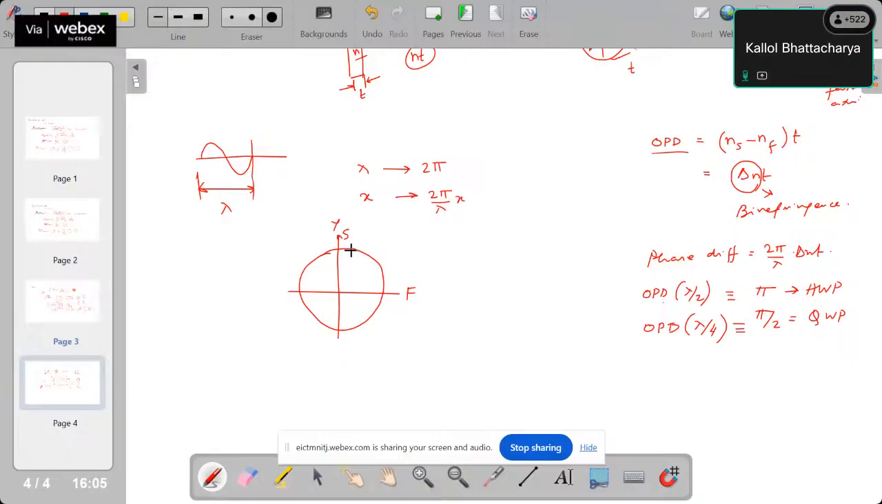Let us assume and remember that retarders do not absorb light. Retarders simply introduce a phase difference between the two components passing along the x and the y axis.